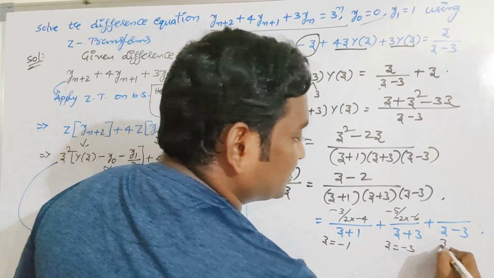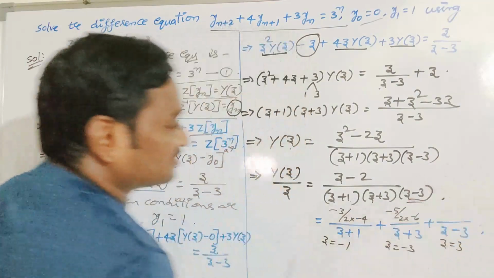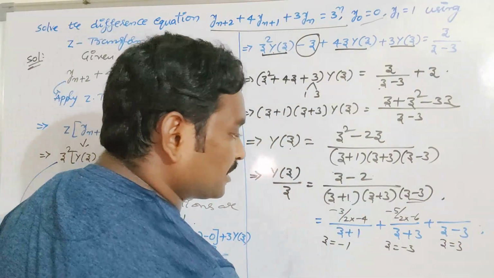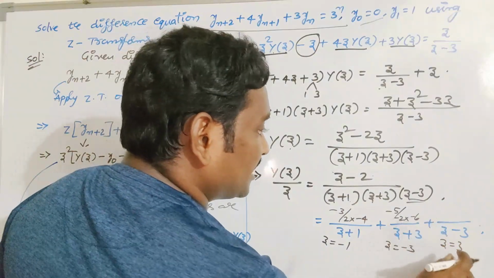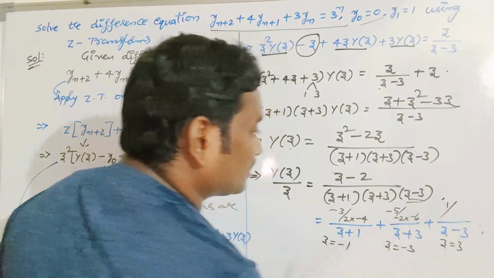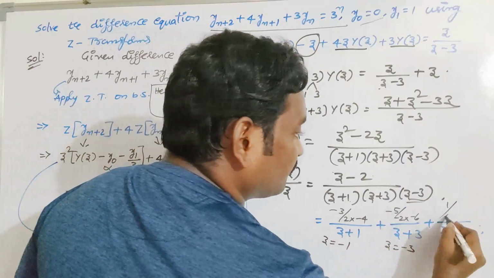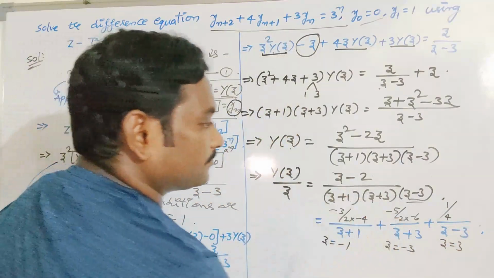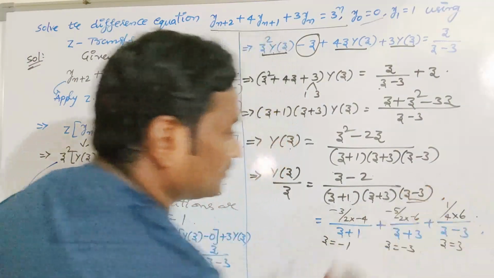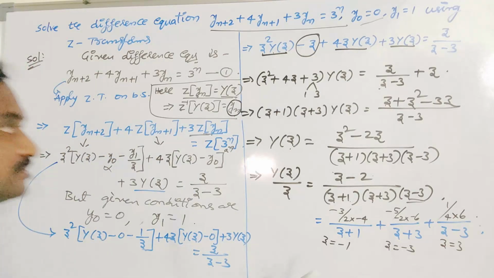Next, replace z is equal to 3 except the last factor. 3 minus 2 is the numerator, which is 1. 3 plus 1, it would be 4. 3 plus 3, it would be 6. 4 into 6. See here, I will write the continuation this side.